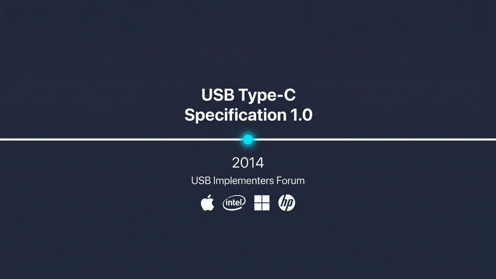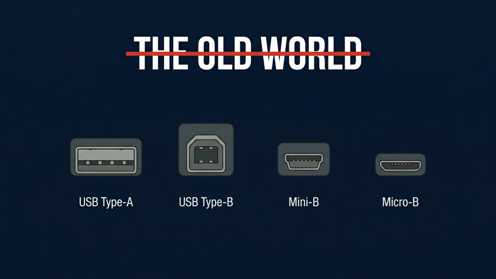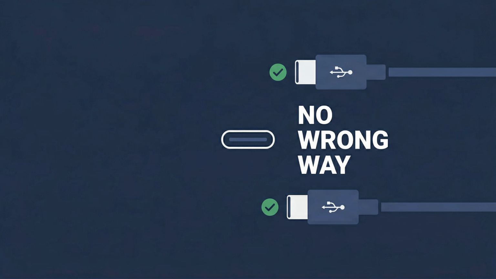USB-C was born in August 2014. The USB Implementers Forum, a group backed by Apple, Intel, Microsoft, and HP, published the first USB Type-C specification. Their mission? Kill the cable chaos. By then, we had Type A, Type B, Mini B, Micro B. None of them reversible, none of them universal.